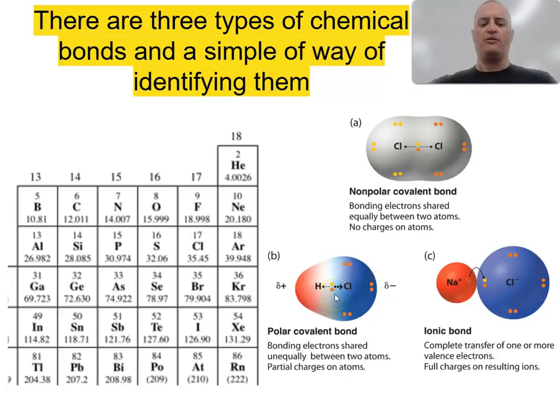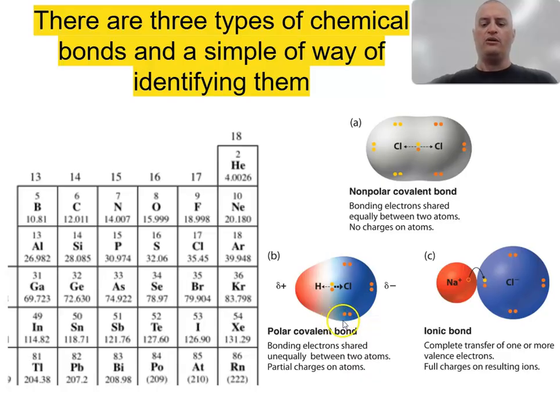Now, how are polar covalent bonds and nonpolar covalent bonds similar? Well, they both have nonmetals, and they both share electrons here. So these are shared electrons. The ones around the different elements are unshared pairs. Now, how are they different?